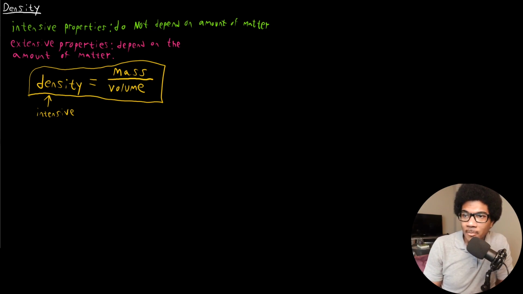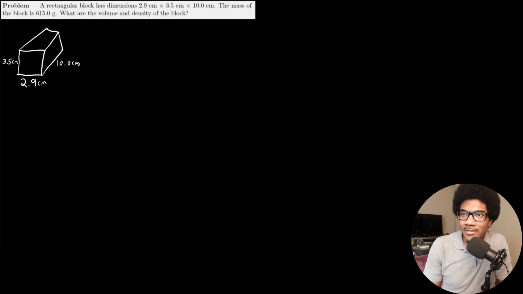Let's look at an example of density in action. This problem says a rectangular block has dimensions 2.9 centimeters by 3.5 centimeters by 10 centimeters. The mass of the block is 615 grams. What are the volume and density of the block? I've drawn a rectangular block here and filled in its dimensions based on what was given in the problem. So we have 2.9 by 3.5 by 10 as the length, width, and height respectively.